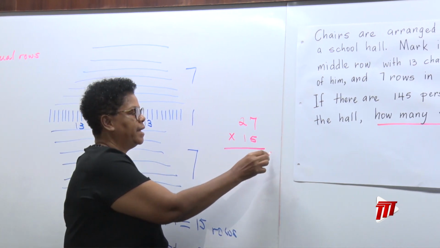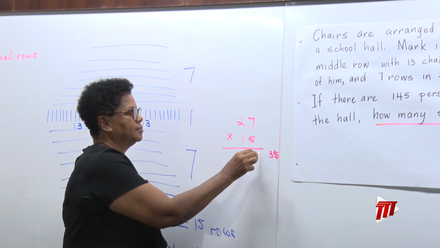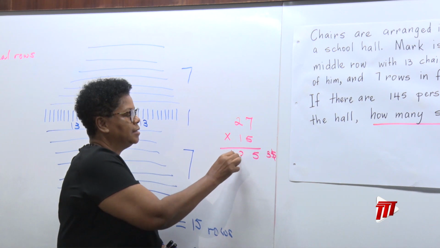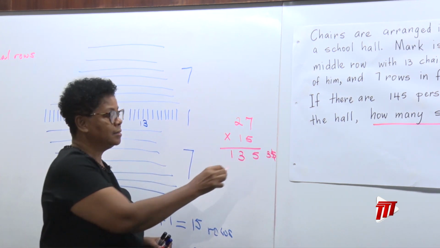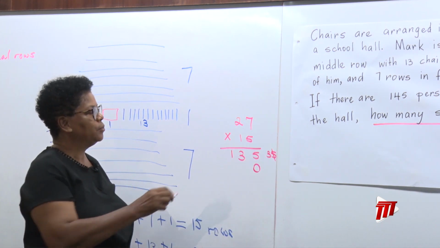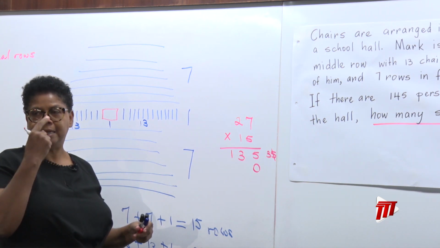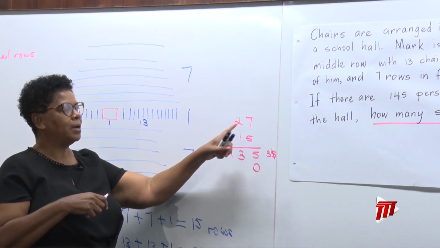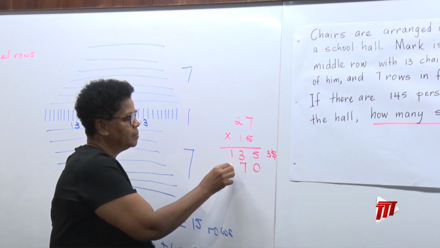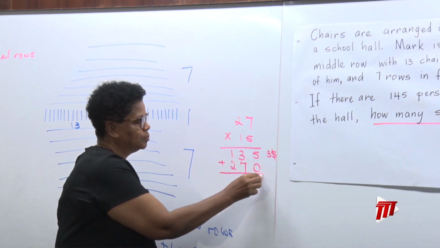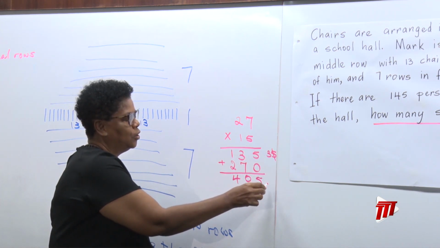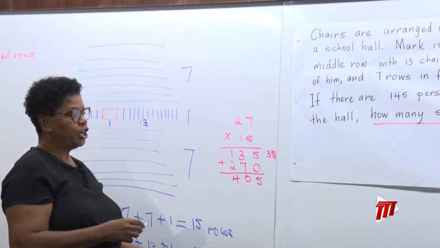5 sevens are 35. 5 twos 10. And 3 is 13. We're multiplying by the 10, so remember to put in our 0 and our 1s. And in our identity property, we know that any number multiplied by 1 is the same number. So we can put down the 7 and the 2. So 5, 0, 4. 405 chairs in the hall.